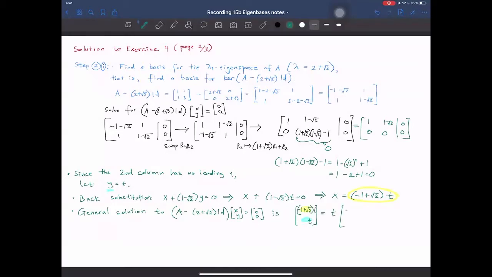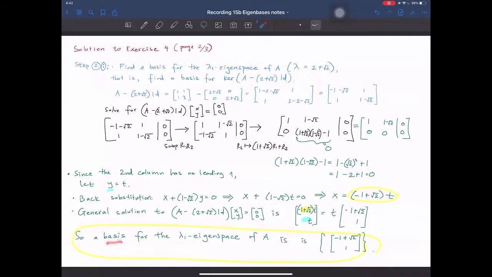I can then write this as a linear combination where t is a coefficient. So I can take this vector and this will be a basis for the eigenspace of A for this eigenvalue. So we have a basis for this eigenspace. Next, we will do a very similar computation for finding the lambda 2 eigenspace of A.